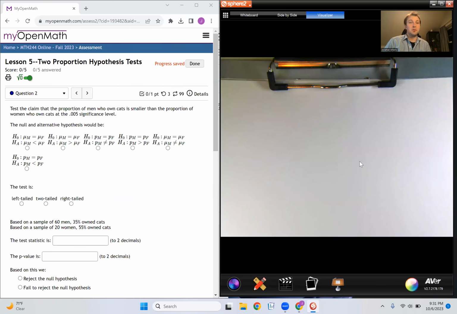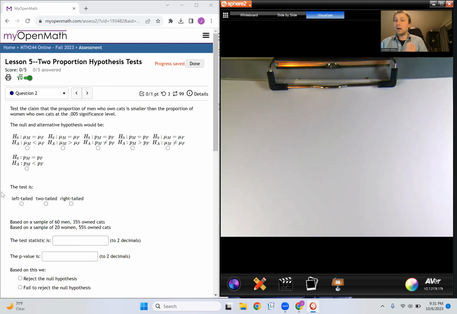Take a look at an example of a two-proportion hypothesis test. I'm going to go through the 4 steps that we normally go through, and then I'm going to translate that into MyOpenMath here. So it says: test the claim that the proportion of men who own cats is smaller than the proportion of women who own cats at the 0.005 significance level. Ooh, that's a tiny significance level.